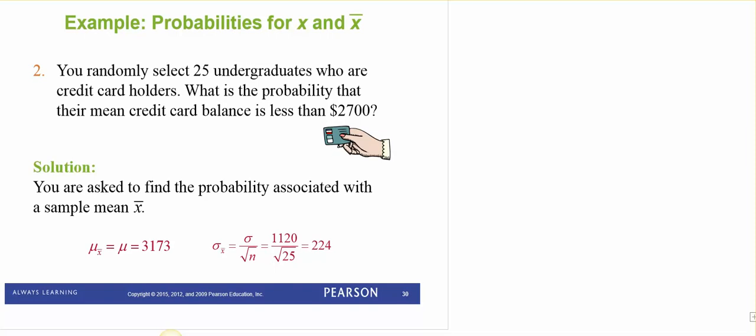On this next page, the question now becomes, what if you randomly select 25 of these people? What's the probability that their mean credit card balance is less than 2,700? So let's look at how the notation changes and how the work changes. The probability isn't that X is less than 2,700 this time. It's that X bar is.